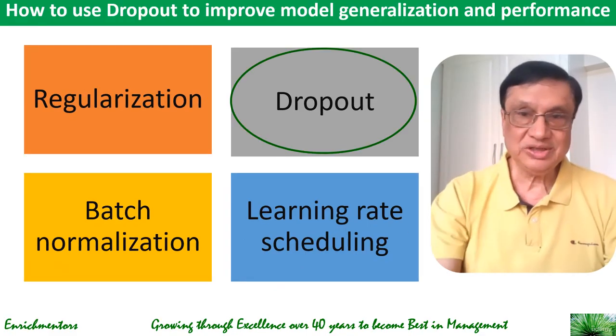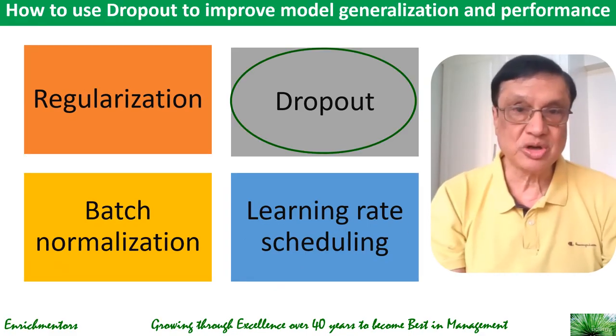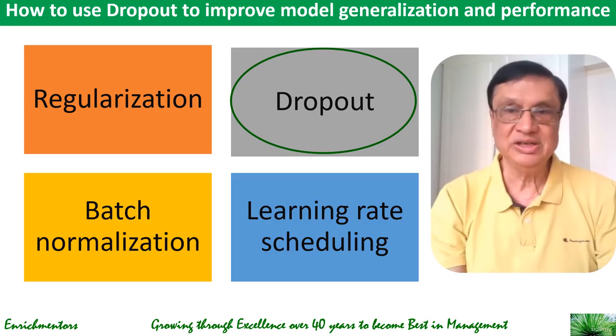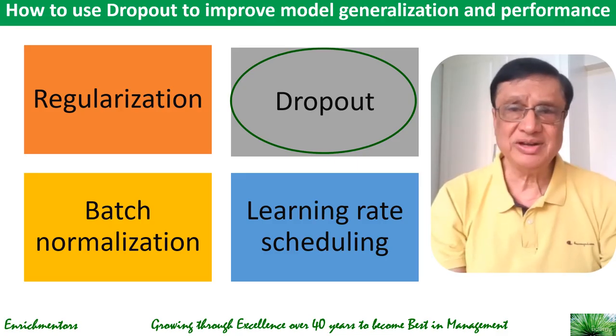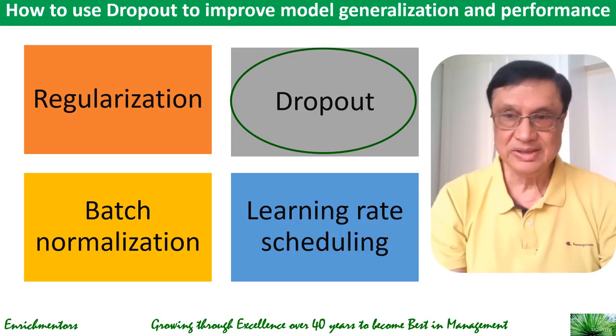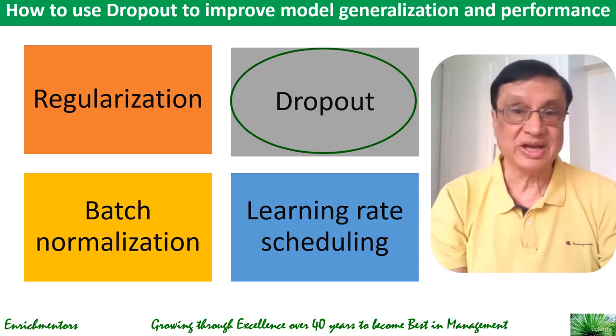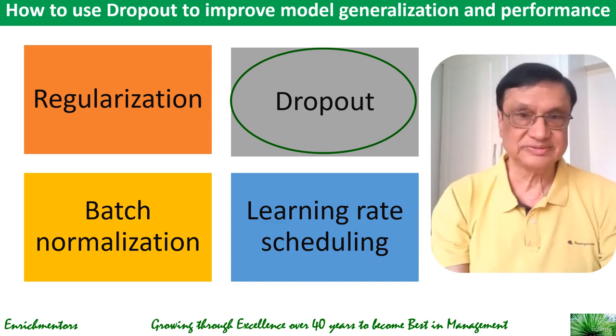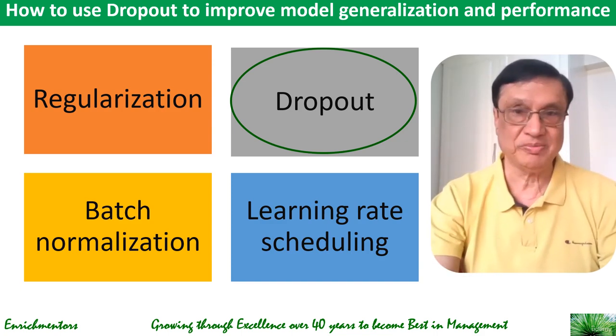So let's start with dropouts. How to use dropout to improve model generalization and performance. And here, by model generalization we mean the ability of the model to work in different scenarios and with different kinds of data, right? So how to use dropouts? Any thoughts? What is dropout and how to use it to improve model generalization and performance?